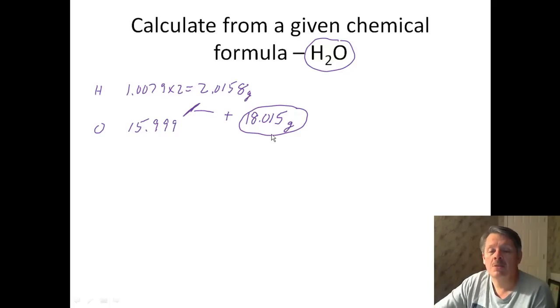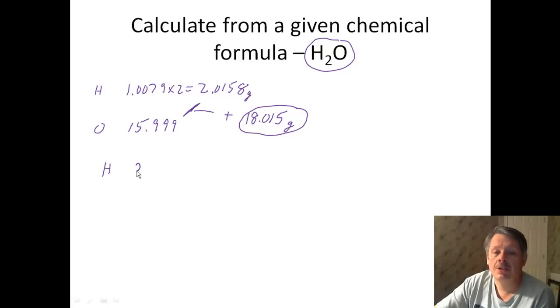Water, that's 18.015 grams per mole. We did that in a podcast in Unit 9, so you should get pretty familiar with seeing that number. You don't have to keep calculating it over and over again. Anyway, let's look at our percent composition. For hydrogen, it's 2.0158 grams divided by our total, which is 18.015 grams. I multiply by 100, and that gives me 11.2%.